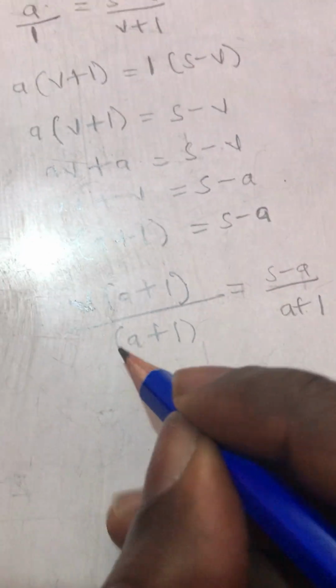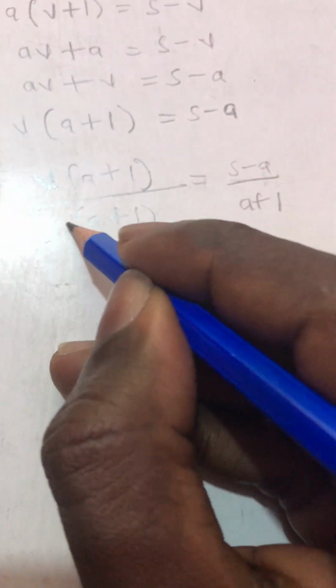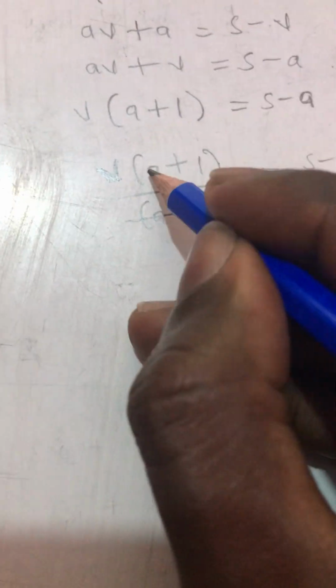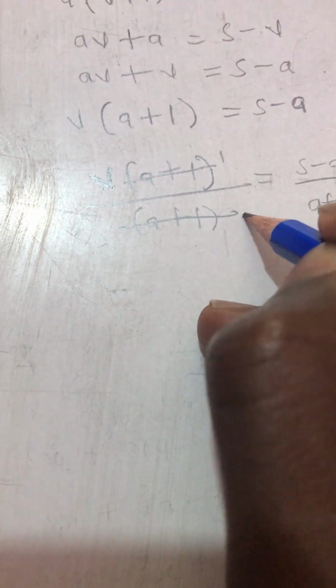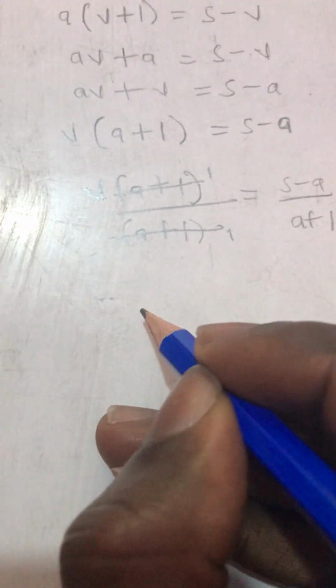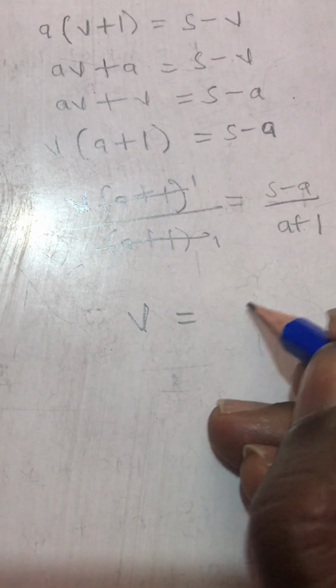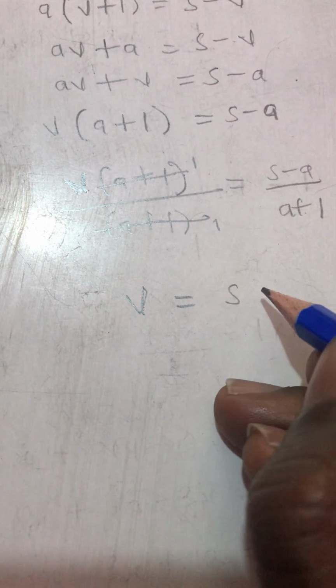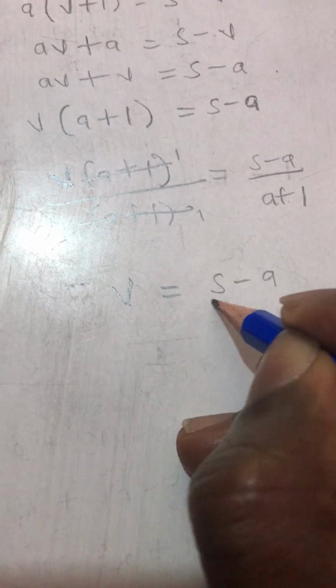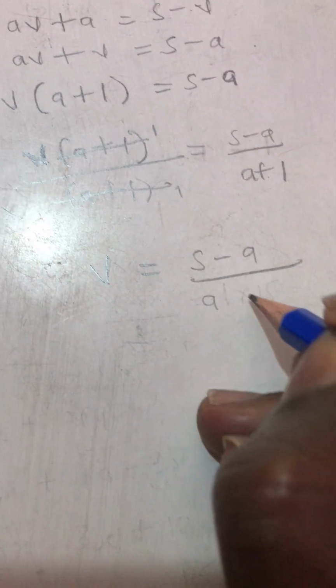A plus 1 would cancel itself. It will cancel the numerator here to 1, right? So we are going to have our v to be the fraction (s minus a) over (a plus 1), right? So this is our final answer.